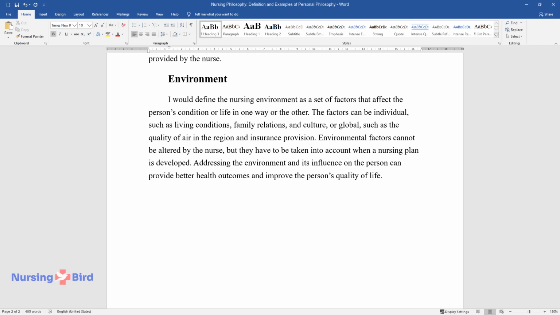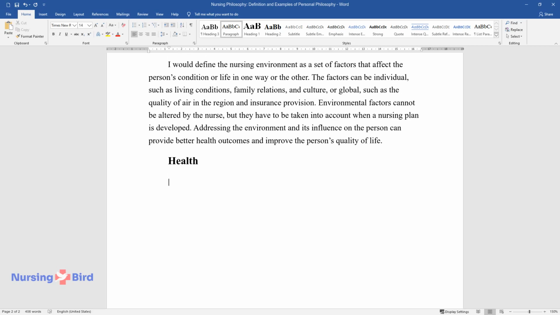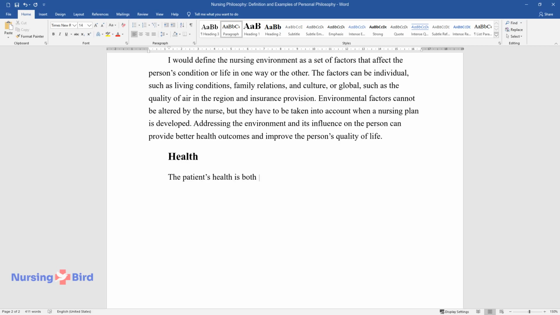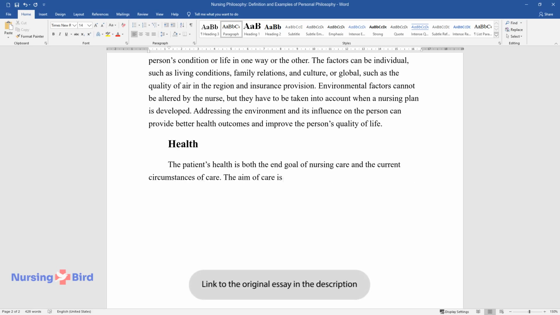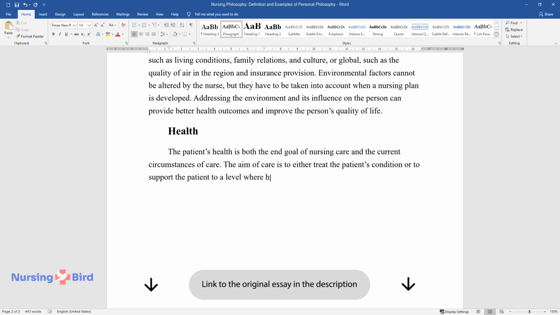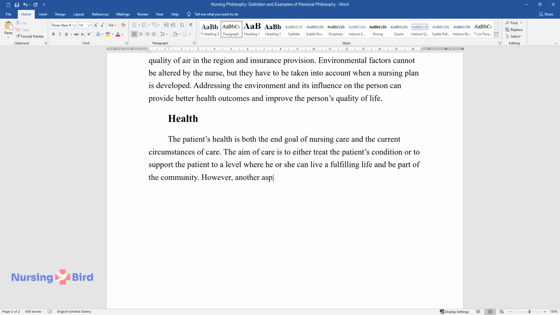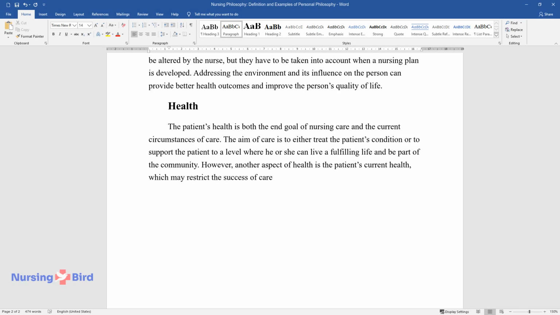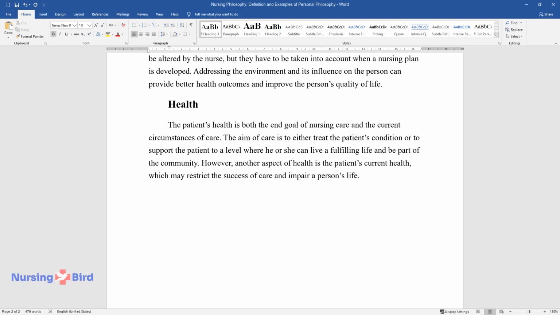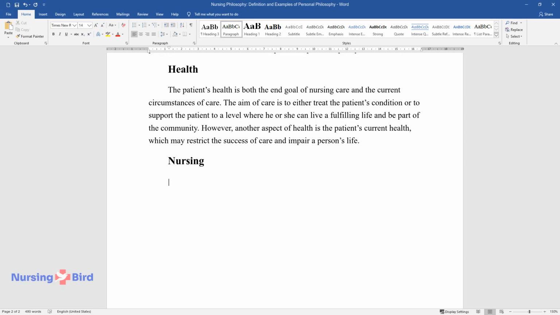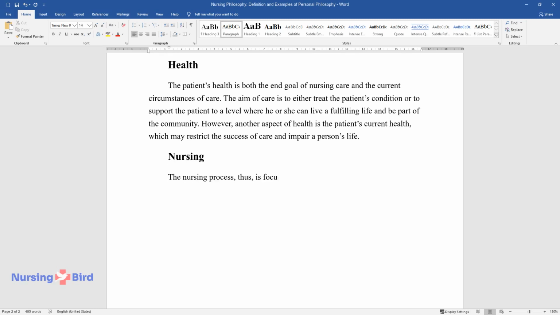quality of life. Health. The patient's health is both the end goal of nursing care and the current circumstances of care. The aim of care is to either treat the patient's condition or to support the patient to a level where he or she can live a fulfilling life and be part of the community. However, another aspect of health is the patient's current health, which may restrict the success of care and impair a person's life.